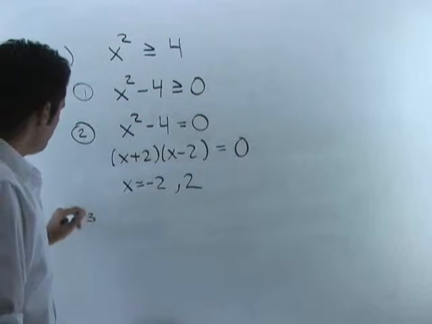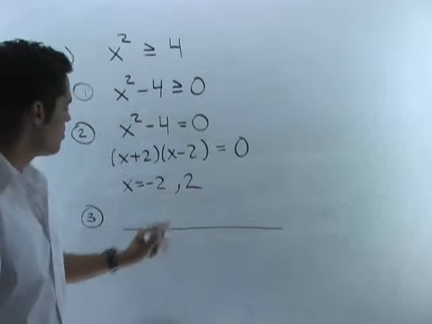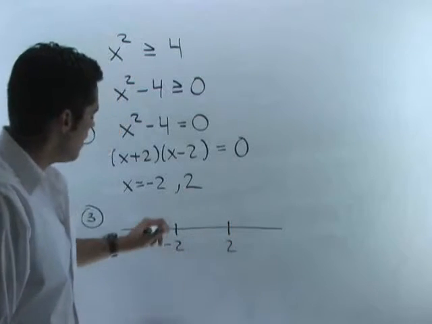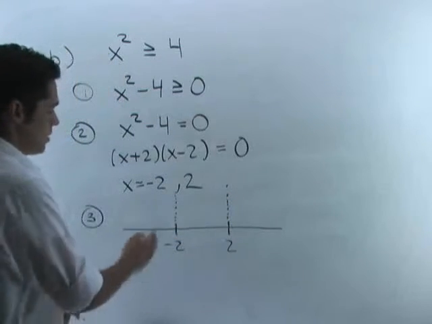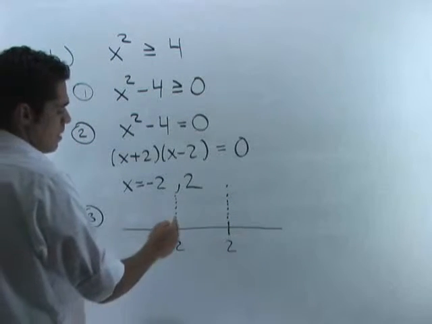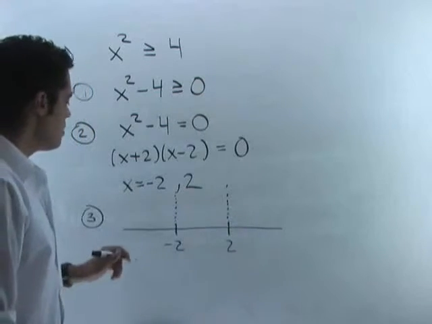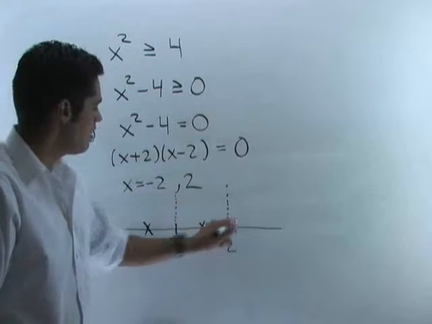Now step 3, I'm going to draw a number line. I'm going to put my two solutions there, negative 2 and 2. And now I break up the number line into three regions: the region to the left of negative 2, between negative 2 and 2, and to the right of 2. Now what we need to do is pick test points. So I have to pick something here, here, and here.